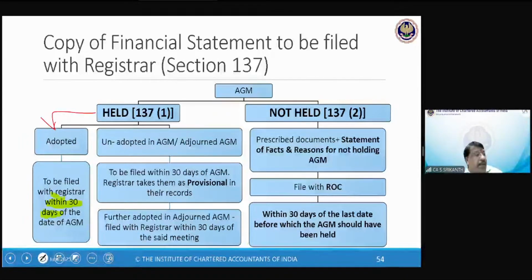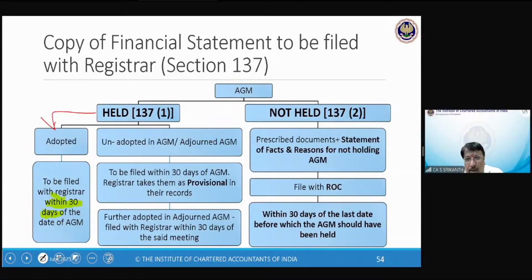This is the third case, where the AGM is not held. My God, they have not even held the AGM. Then the prescribed documents, audited accounts and all, along with the statement of facts and reasons for not holding the AGM, are filed with the ROC. This is a rare case, not even 0.01%, because usually they will hold the AGM. Otherwise, they will not hold the AGM and they won't file this also. In which case, you know what will happen?